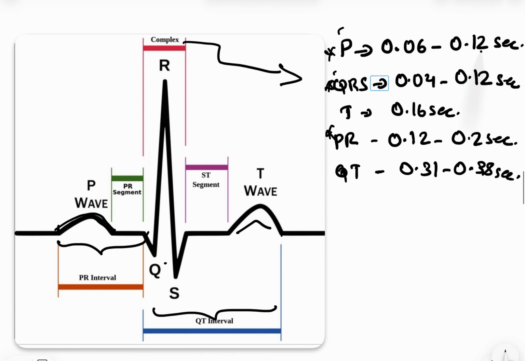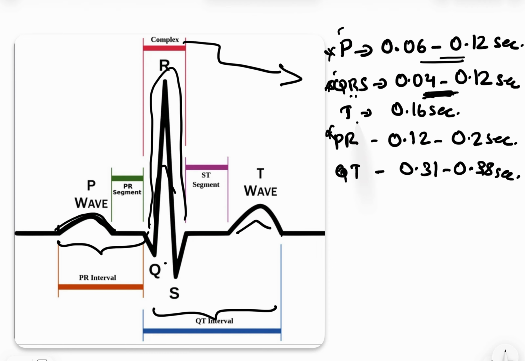0.06 to 0.12 for the P wave, and the QRS. When we look at an ECG, the most prominent part is the QRS complex, but this takes the lowest time, 0.04 to 0.12 second. Remember, QRS takes the least time. That's how I memorized this. The QRS looks like a bigger one, but it only takes 0.04 to 0.12 second, and that is the least time in the ECG.